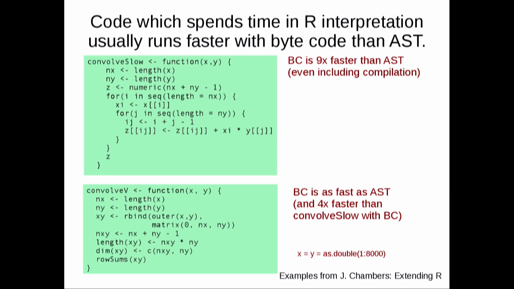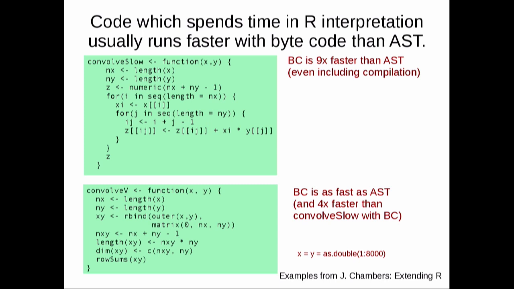Obviously, this is not the case of every code that you would have in R. So the example on the bottom, the convolv v, is a vectorized function, convolution vectorized by John Chambers, again in his book. And you can see this function uses an outer product, and this outer product hides the loops in it. So almost no time is spent interpreting in R. All the time is spent in the outer product, which is implemented in C.